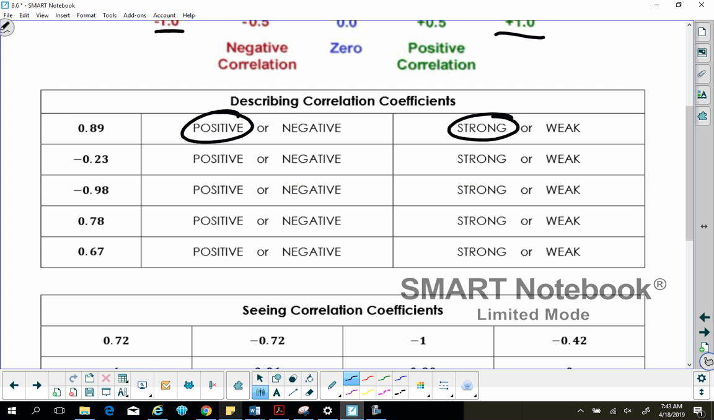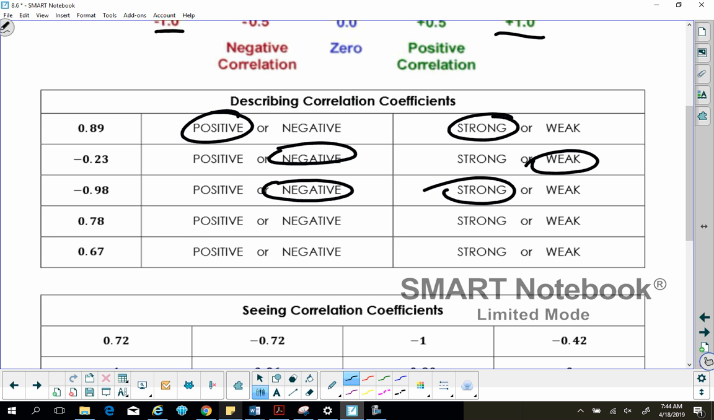Jordan, what's the second one right here? Positive or negative? Negative. And is it weak or strong? Weak. Did everyone get that? Remember, we don't look at the sign, but 0.23 is a lot lower than 0.5. Cool. Connie, what about the next one? Negative, and weak or strong? Strong. Perfect.